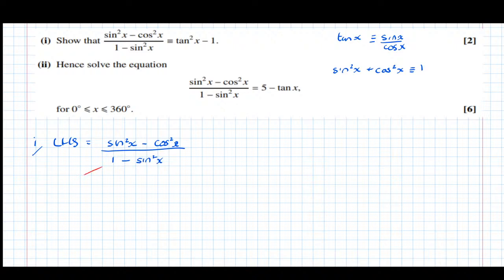And that there's cos squared x, equals sine squared x minus cos squared x over cos squared x. Looks like we made a bit of progress there. Any ideas from that point?